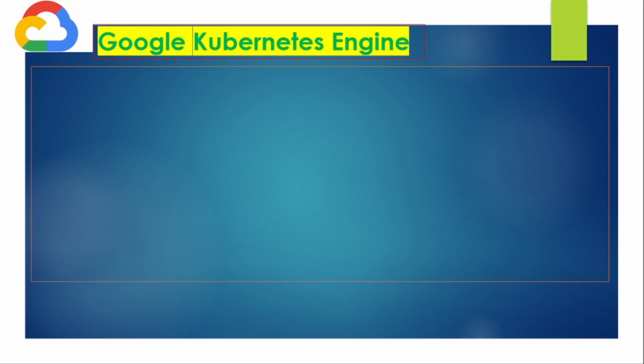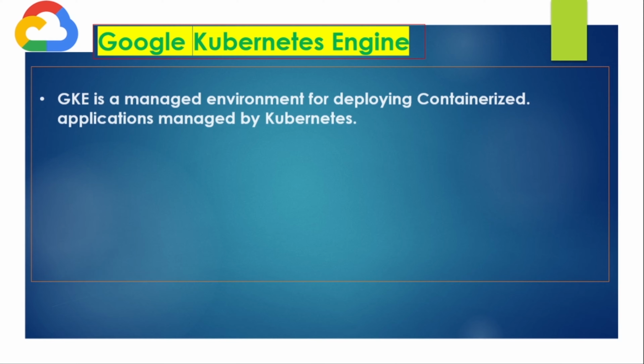Now let's have a look at Google Kubernetes Engine. Google Kubernetes Engine is a managed engine for deploying containerized applications that are typically managed by Kubernetes. Kubernetes is the industry's most powerful and most popular container orchestration engine. It's an open source project that originated at Google, but now it's a part of a larger organization called the Cloud Native Computing Foundation, right?